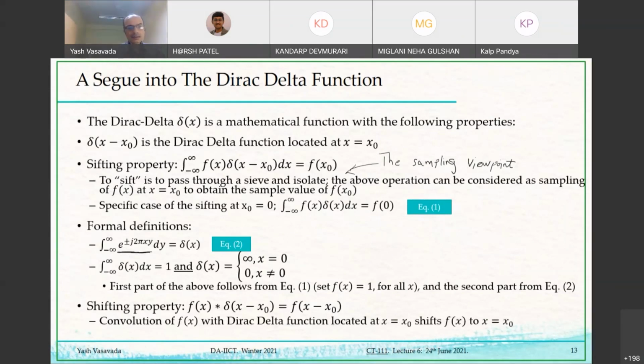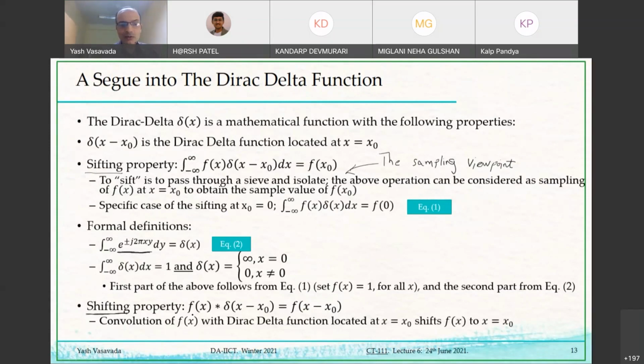And then the last property of this delta function that we'll look at is called the shifting property. This is different from sifting property. Shifting doesn't have an 'h' in it. This is the more familiar word, shifting.